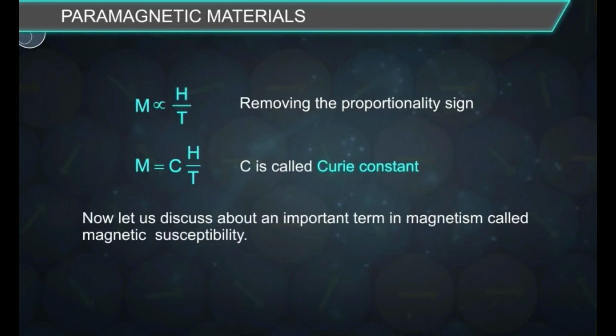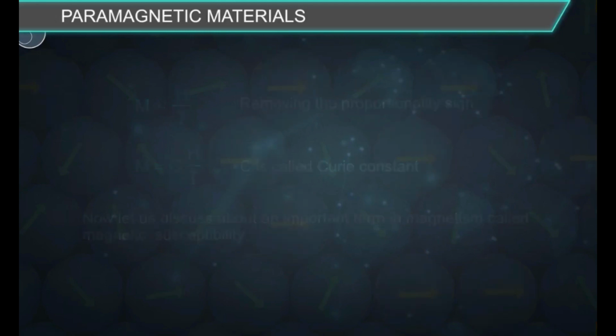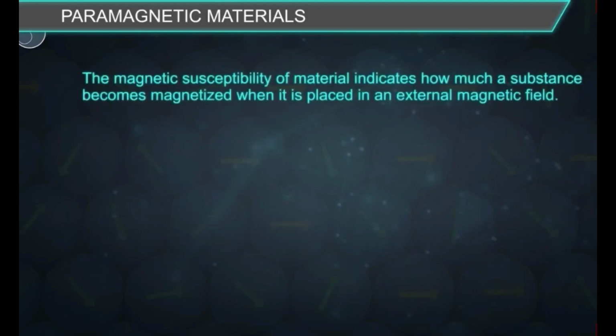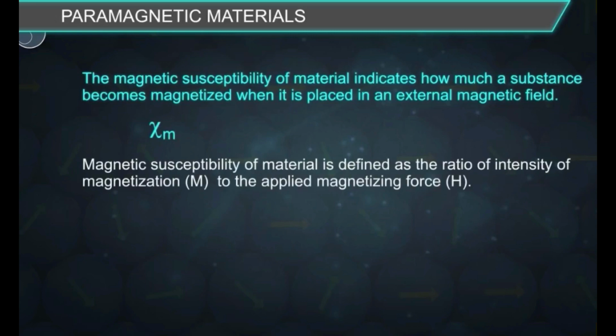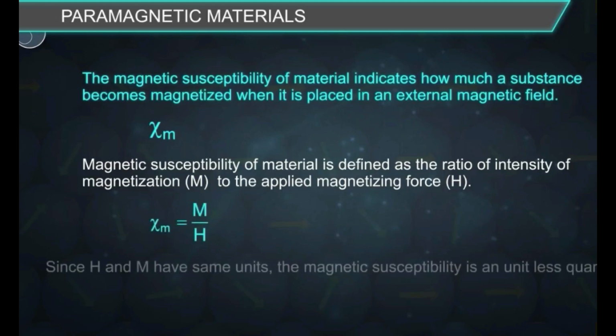Now let us discuss an important term in magnetism called magnetic susceptibility. The magnetic susceptibility of a material indicates how much a substance becomes magnetized when it is placed in an external magnetic field. It is denoted by the symbol chi m. Magnetic susceptibility of a material is defined as the ratio of intensity of magnetization M to the applied magnetizing force H. Chi m is equal to M by H. Since H and M have the same units, the magnetic susceptibility is a unitless quantity.